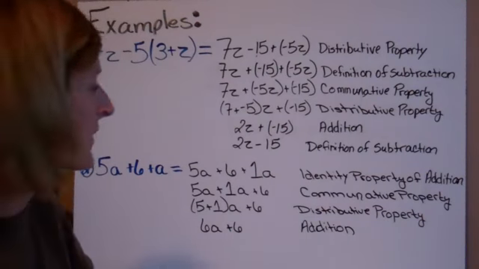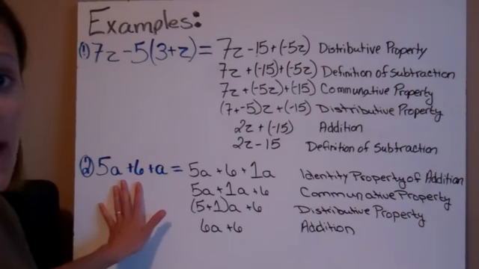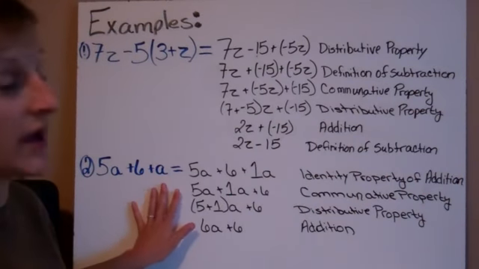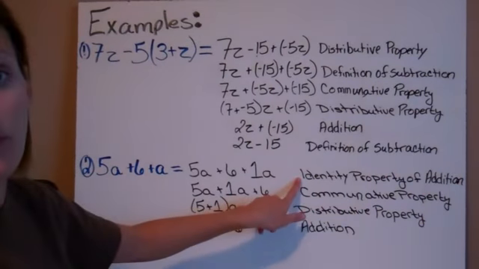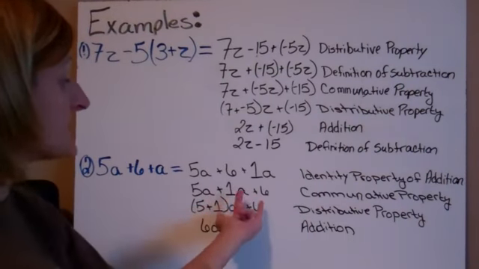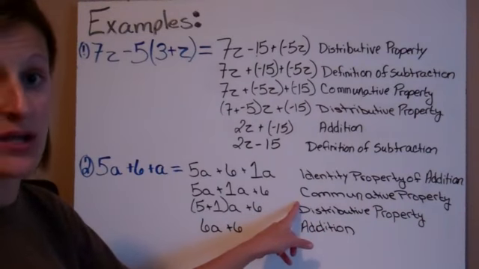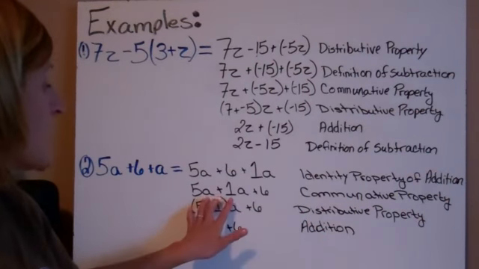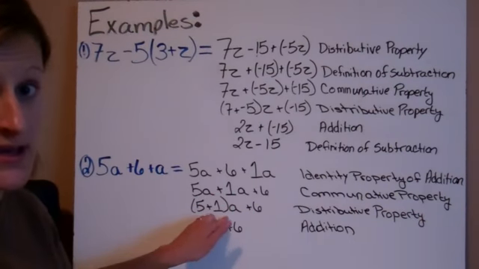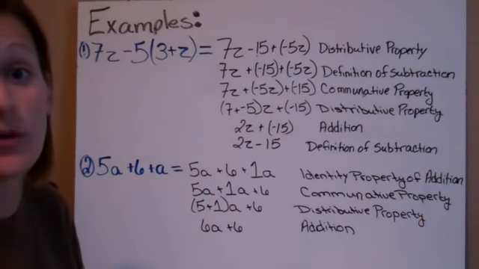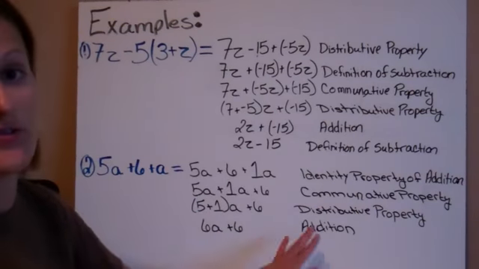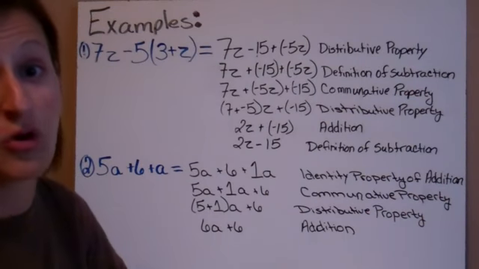And instead of having plus -15, I want to take it and just do -15, and this is the definition of subtraction. This last one, I have 5a plus 6 plus a. Now, I know this a is really a 1a, and I know that because of the identity property of multiplication. Now, I want to switch the 1a and the 6 using the commutative property. And then I need to take the 5 and the 1, because they both have a's, put them together in parentheses, a on the outside, because of the distributive property. Then I could do 5 plus 1, which is 6, and I do that because of the addition property, or just addition.